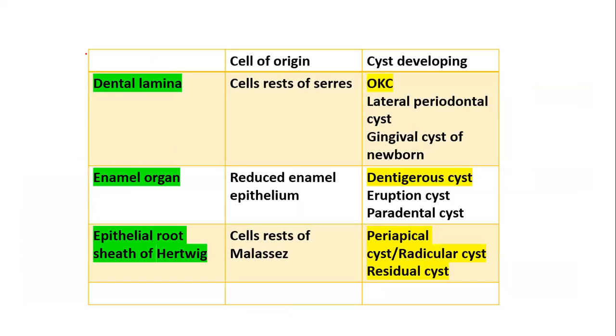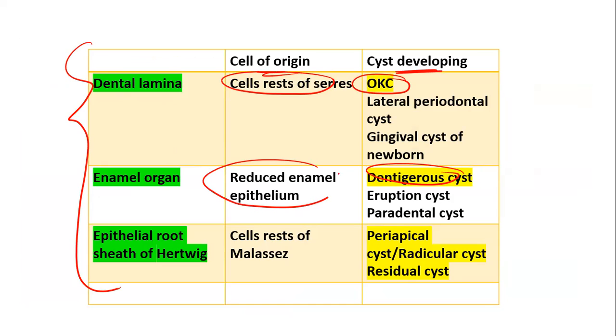So with this, we have completed the video, and the final thing is a correlation of the cells of origin and the cysts developing. OKC arises from the cell rests of Serres, dentigerous cyst arises from the reduced enamel epithelium, and the periapical or radicular cyst and the residual cyst arise from the cell rests of Malassez.